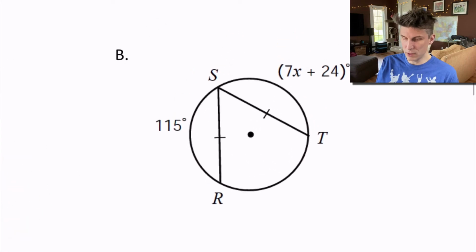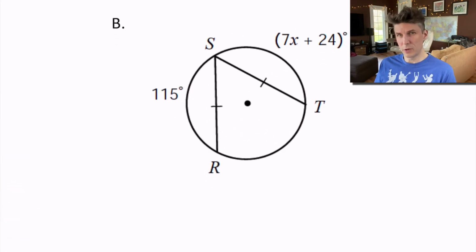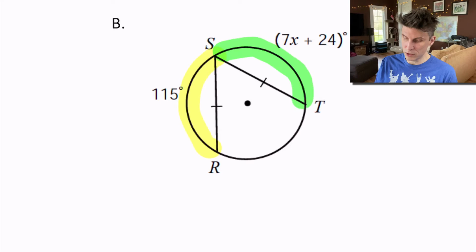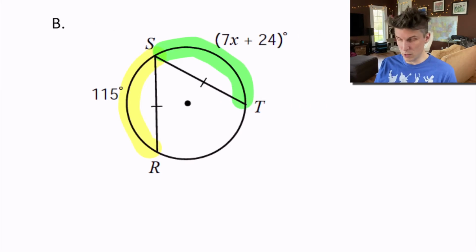Take a look at this one. Again, you might want to pause the video and do this one on your own. Welcome back. Okay, again, you have two chords that are congruent. Therefore, the corresponding arcs, this arc and this arc, the yellow arc and the green arc, would have to be the same. So therefore we can set those two quantities equal to each other.